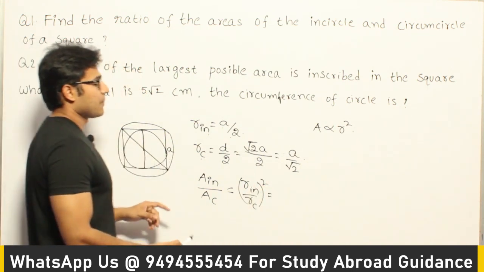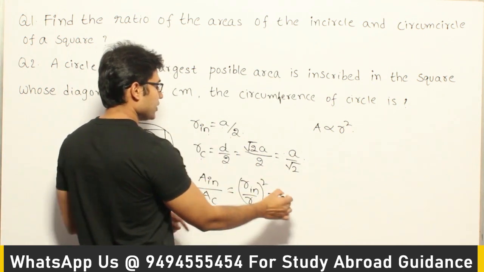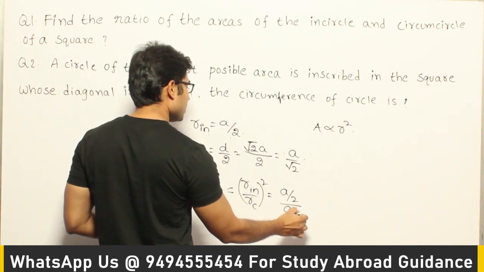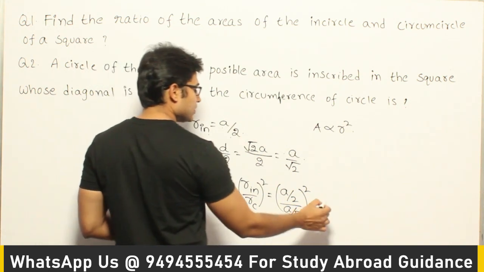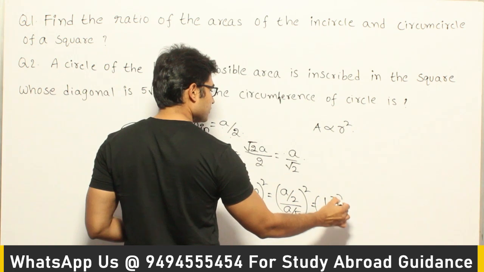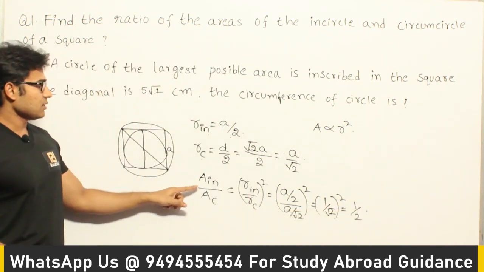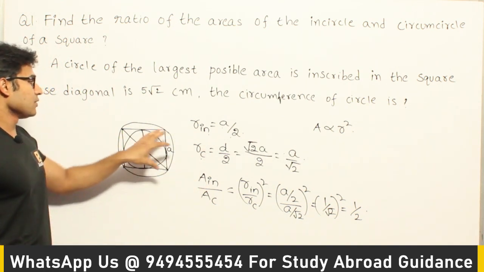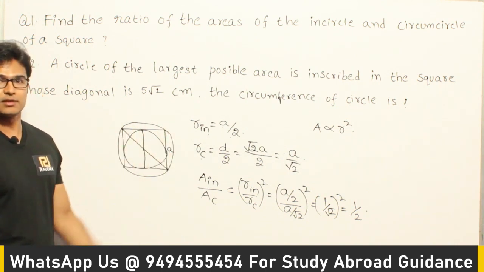right? Now how can I write this? Radius of incircle equal to A by 2 divided by A by root 2 whole square. So this is going to be 1 by root 2 whole square, going to be 1:2. Got it? So area of incircle divided by area of circumcircle equal to 1 by 2. What does it mean? The circumcircle is going to be twice as big as the incircle. That is the meaning of it.